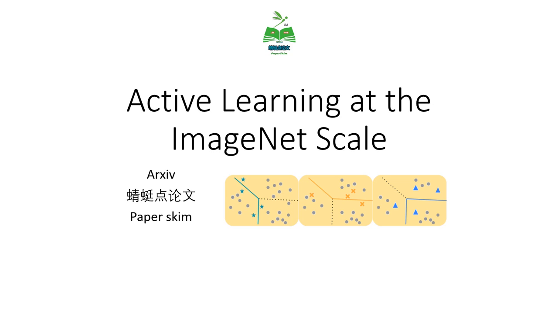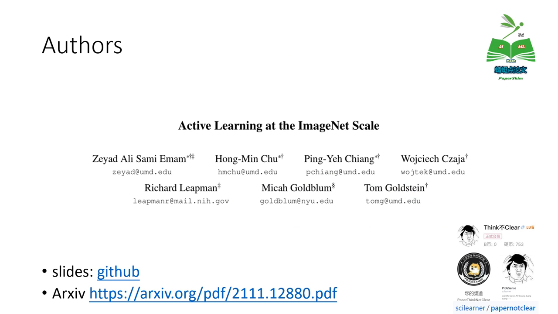Today I want to introduce this paper, Active Learning at the ImageNet Scale. It's on arXiv. I think it's not published yet. The authors are from the University of Maryland, College Park, and this one from New York University and the National Institutes of Health.